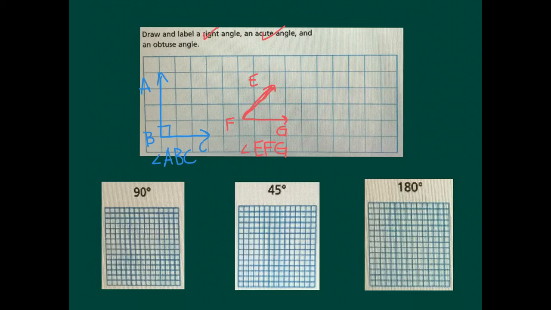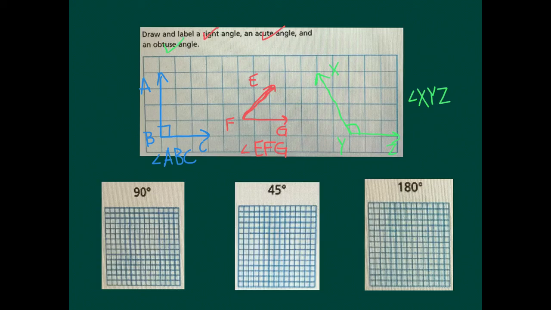Obtuse angle is the last one, and that one has to be more than 90. So I'm going to give myself a little more room here. And as you can see, now we have an obtuse angle. I put a little curve in there. Sometimes you'll see that on obtuse and acute angles. There's a little curve. And let's label this one X, Y is the vertex, and Z. So then I would label this angle XYZ. So now I've done both right and acute, and I've finished with an obtuse angle.